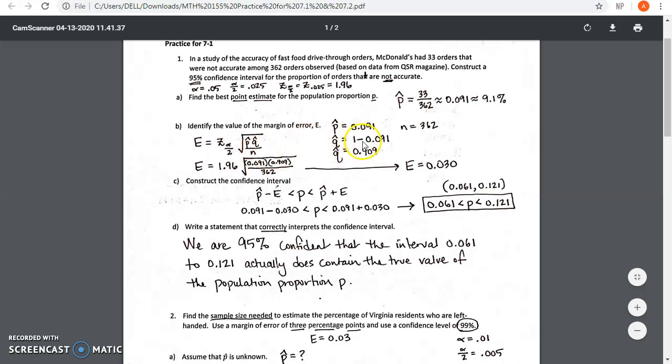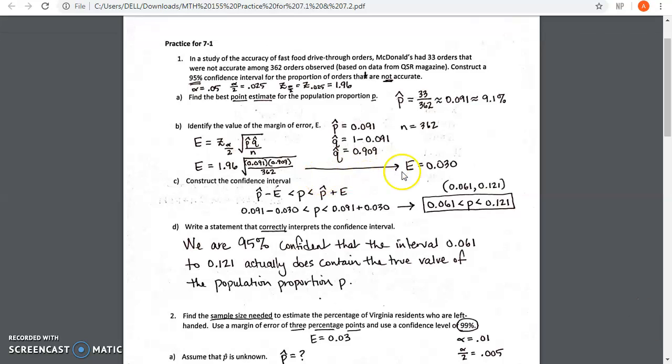And the n, little n, is the total number of orders that we were looking at, the total number in your sample. So that's the 362. So we substitute these numbers into our error formula, and if you type this in your calculator correctly, now be careful typing it in, you've got this 1.96 times the square root of 0.091 times 0.909 divided by 362. You should end up getting your margin of error to be 0.03.